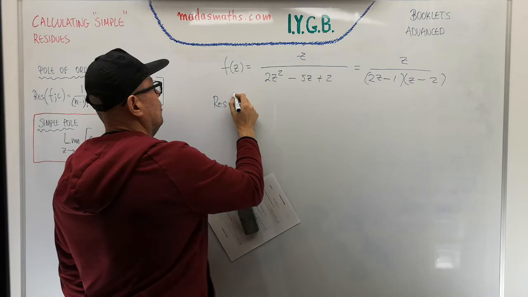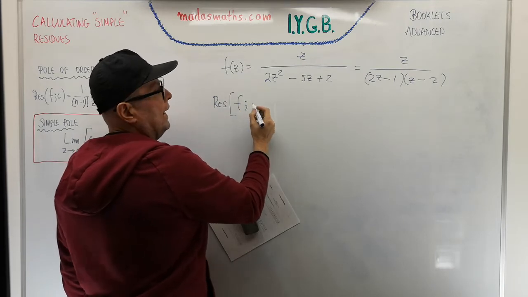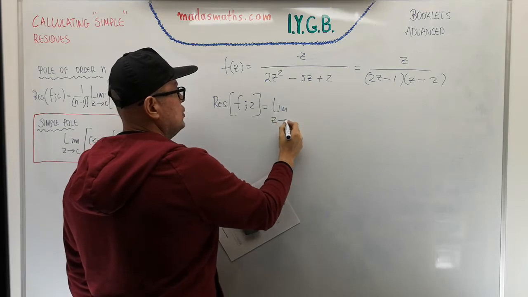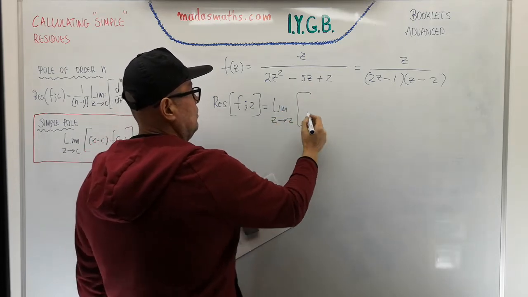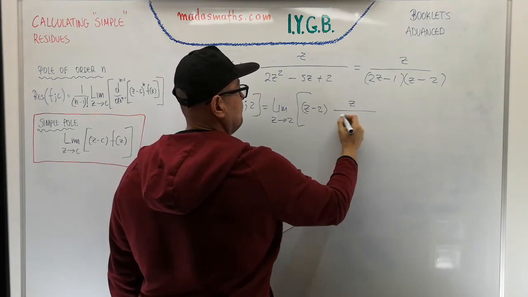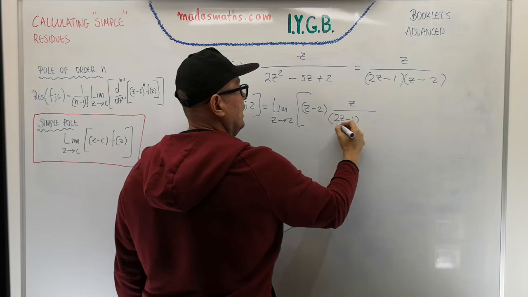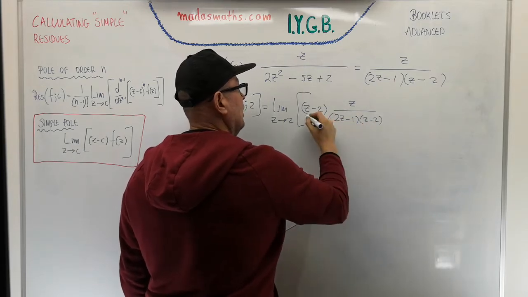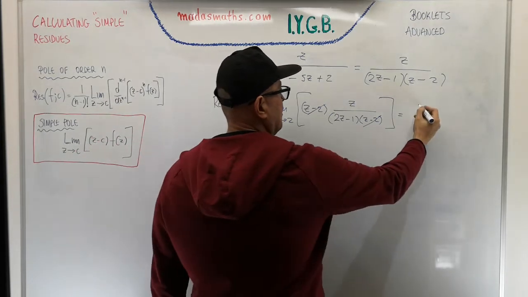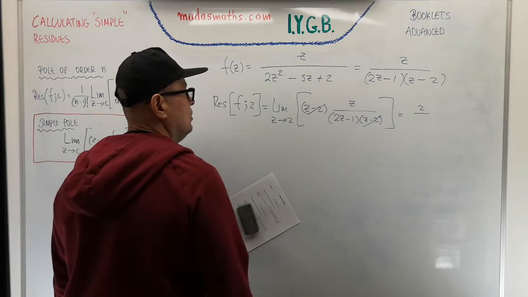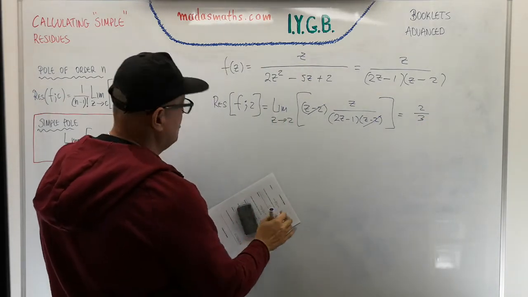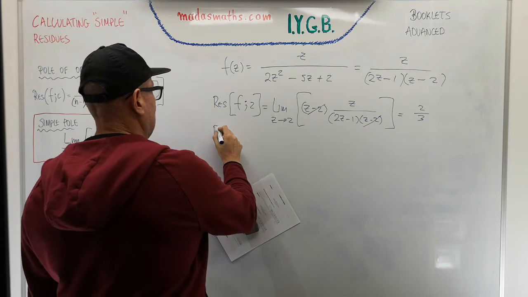The residue of the function f at 2 is equal to the limit as z tends to 2 of z minus 2 times f of z, which is all of that, 2z minus 1, z minus 2. Those cancel, and we're putting in 2, so that gives us 2 over 2 times 2, 4, which is 2/3. Just checking the answer, it is correct. Okay, we go to the next one.